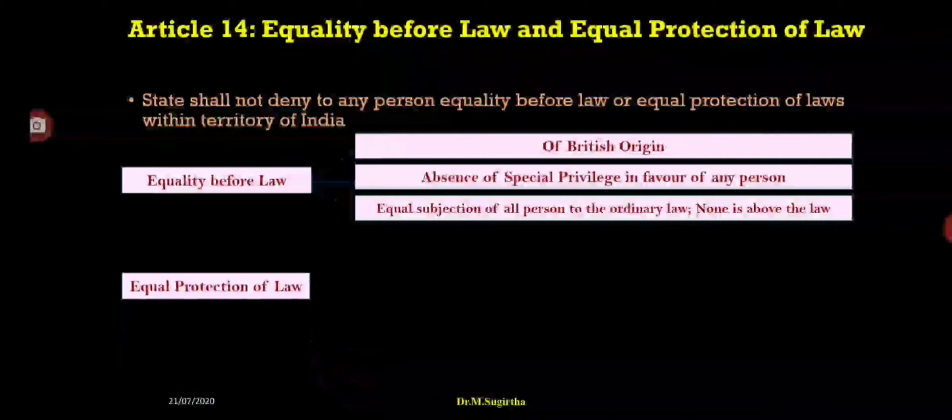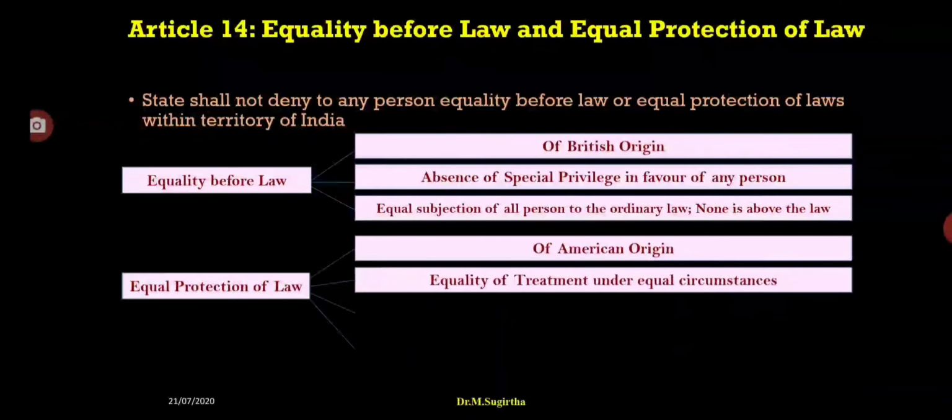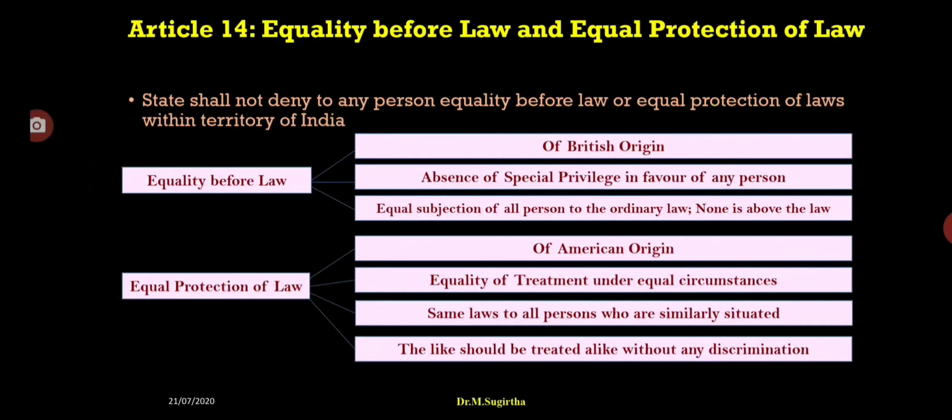Then, equal protection of law. These provisions have been taken from the Constitution of America. The following provisions are given in it. The similar application of the same laws to all persons who are similarly situated. Equal treatment under equal circumstances, both in the privileges conferred and liabilities imposed by the laws. All persons should be treated equally without any discrimination. The Supreme Court believes that the rule of law written under Article 14 is the fundamental element of the Constitution. Therefore, it cannot be abolished in any way, even by amending the Constitution.